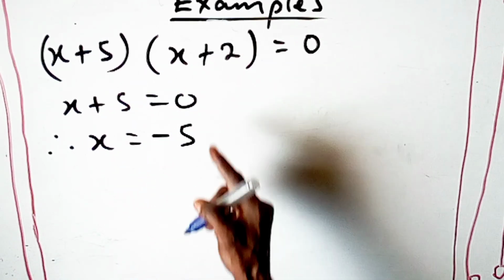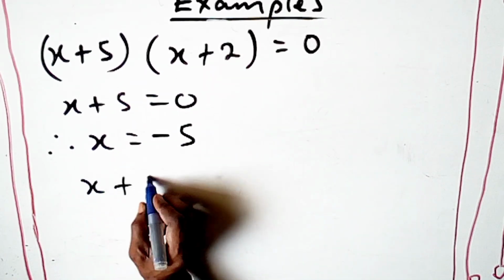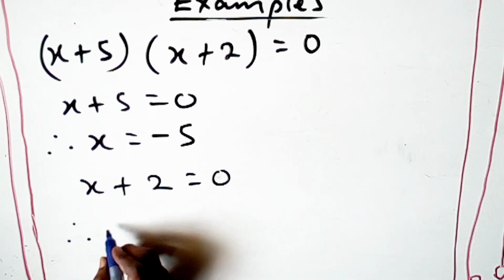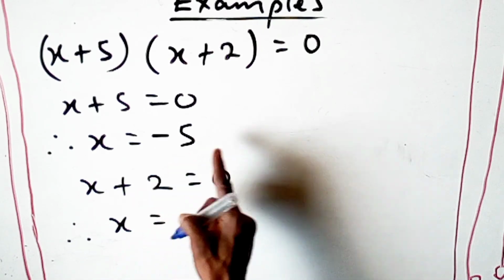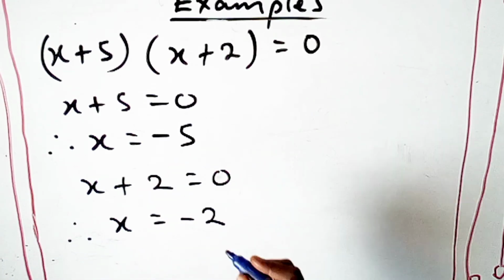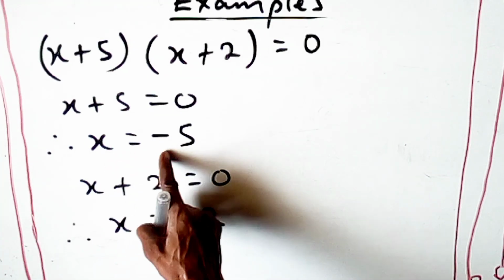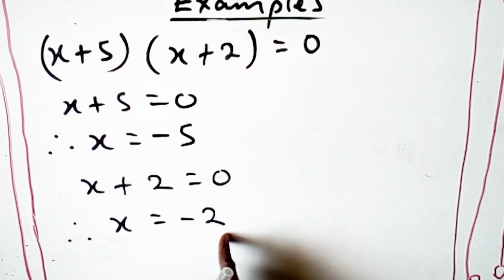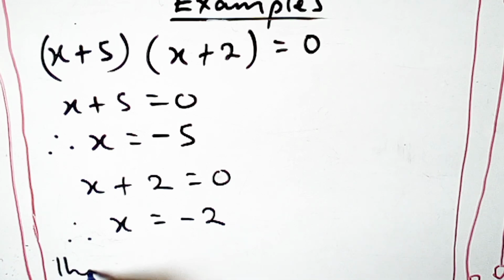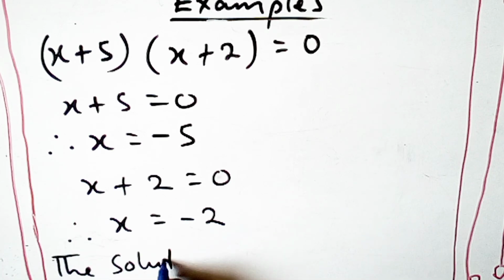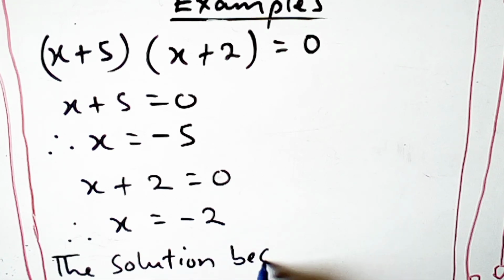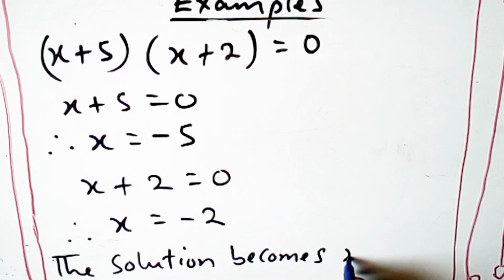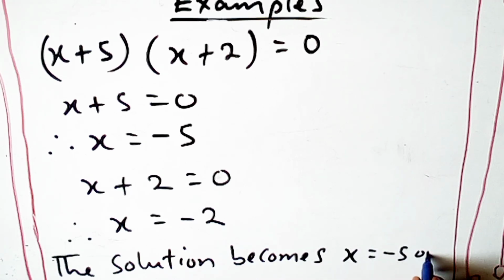You also solve the other one. x + 2 = 0. Therefore, x = -2. So the two values for x are -5 and -2. So we can therefore write the solution as x = -5 or -2.